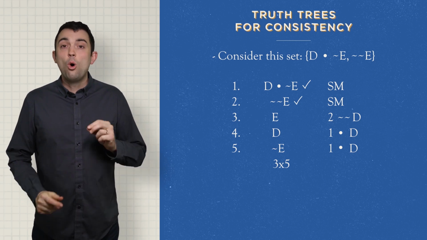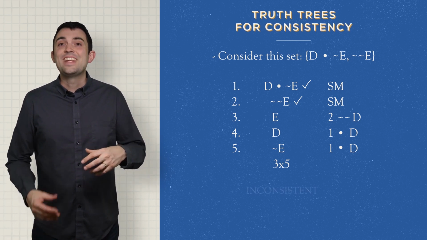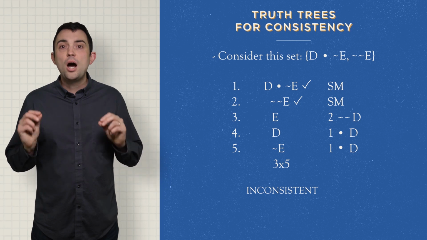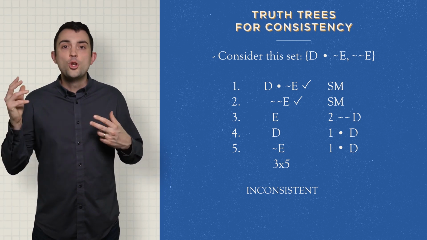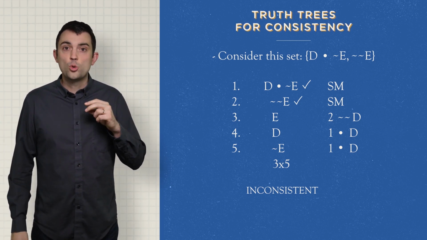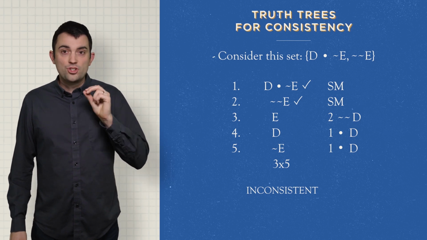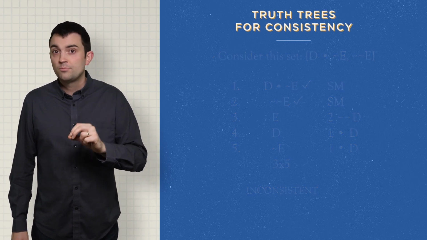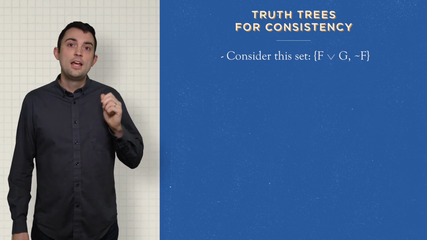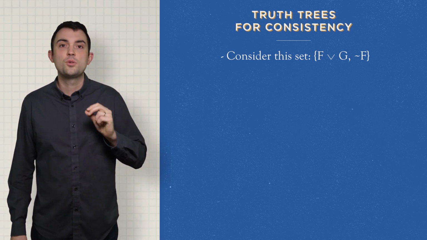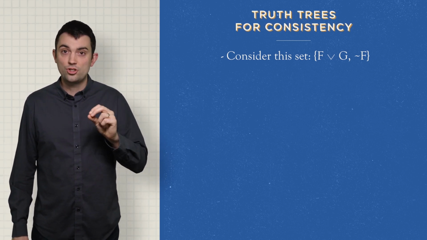Furthermore, because this is the only branch in the truth tree, this is an inconsistent set. It's impossible to recover the truth values. There's no way for those two propositions to be true at the same time. Remember, that's what we're checking for here, consistency. Another one. Consider this set, F or G, not F, so that you can see how to decompose disjunctions.